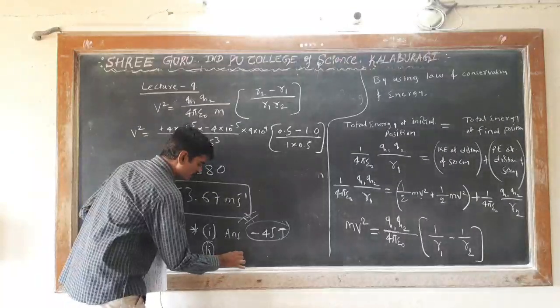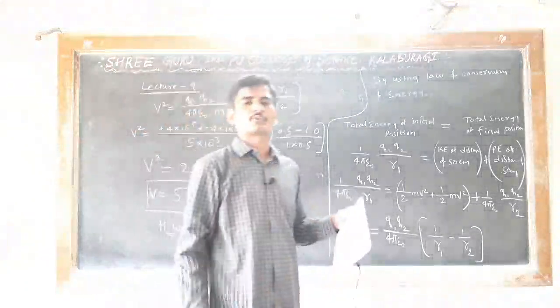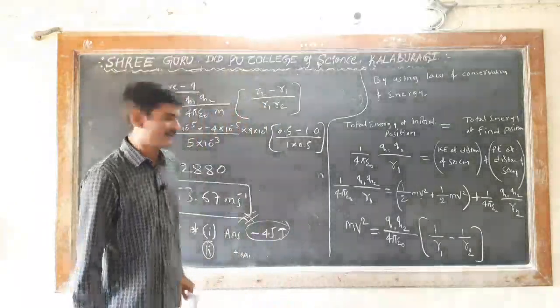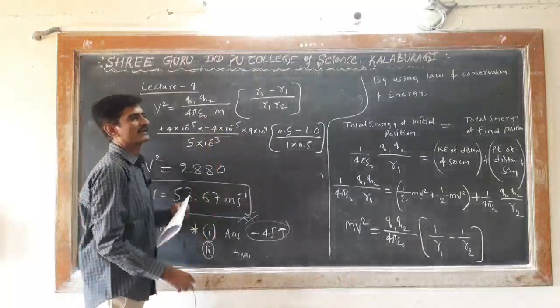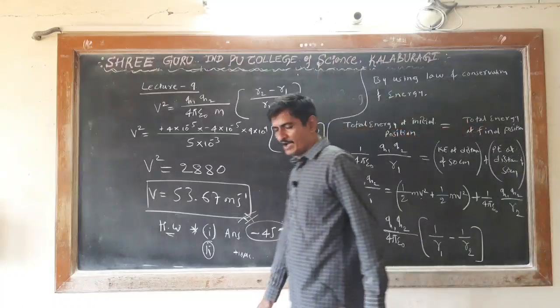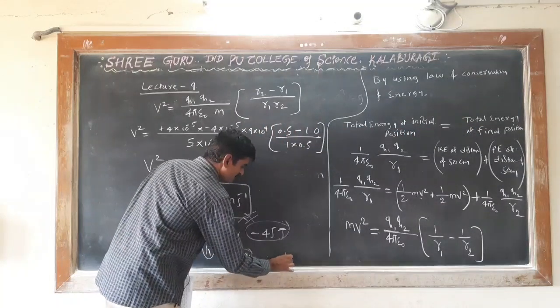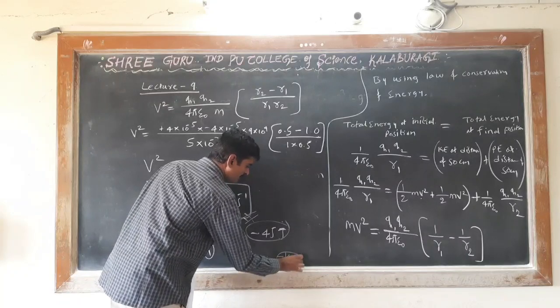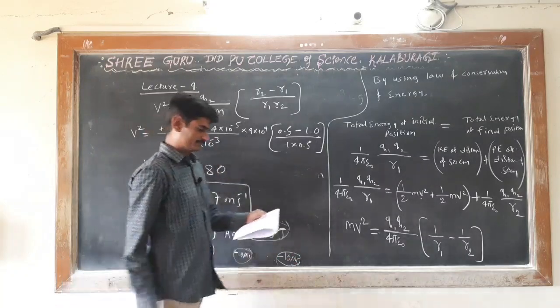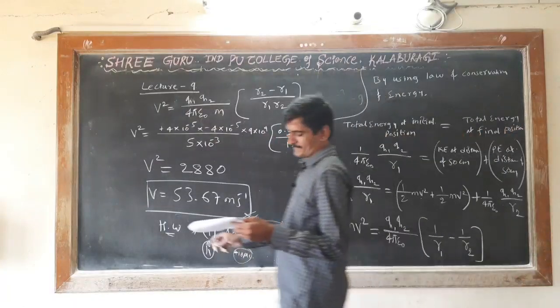This I have told you already in lecture number 5 or 6. While explaining equipotential surfaces, I have drawn the diagram. You refer to that video and you will get the answer. That is, you have to draw the diagram of the equipotential surfaces for plus 10 microcoulomb and minus 10 microcoulomb. Okay, next homework, the last one, write down another homework.